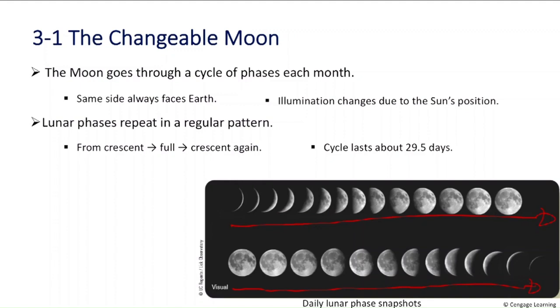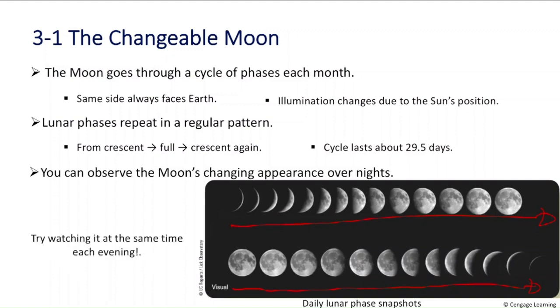So you can try this yourself. Look at the moon at the same time each evening, and you will see it slowly shift shape and position in the sky. So this figure shows actual images of the moon taken each day. You can see the pattern of growing and shrinking light clearly. So these visible changes, the phases, are connected to how the moon moves in space, which we will dive into next.